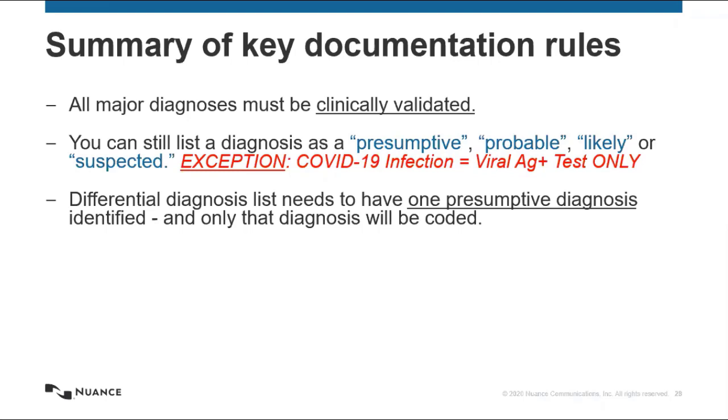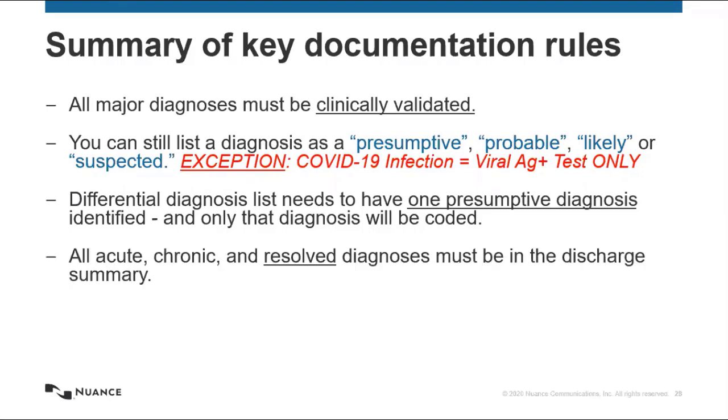So the terms would be presumptive, probable, likely, suspected. And if you're going to use a differential diagnosis list, please specify one of them as a presumptive diagnosis. Please remember, if you get new clinical information, you can always say, I limited this previous diagnosis. Here's my new diagnosis. The coder will simply make the change. Any auditor will see it, and it is expected to occur.